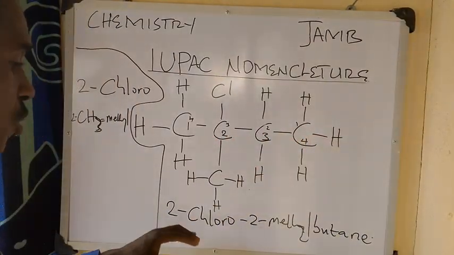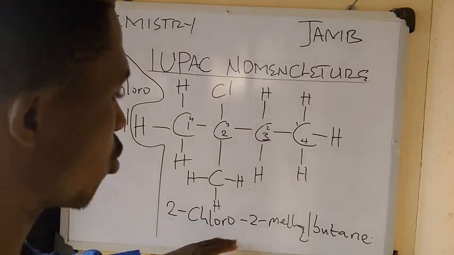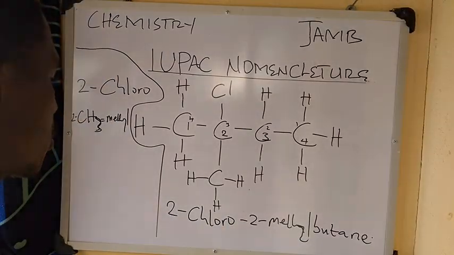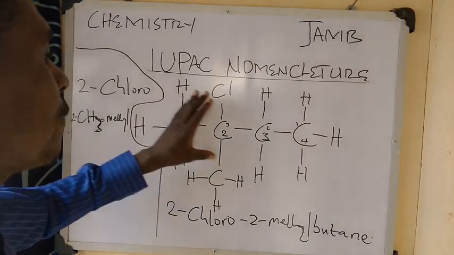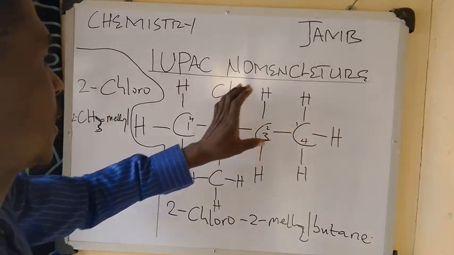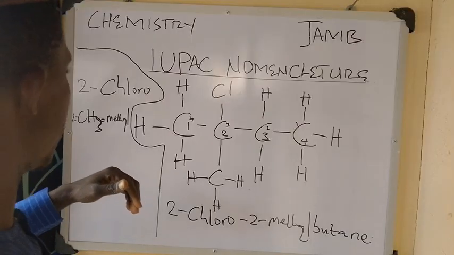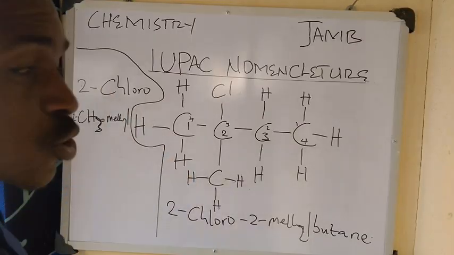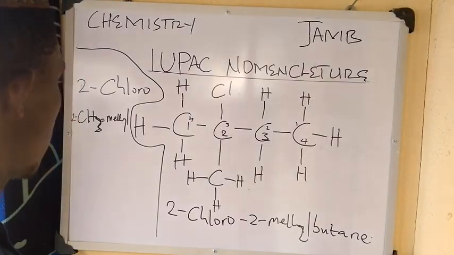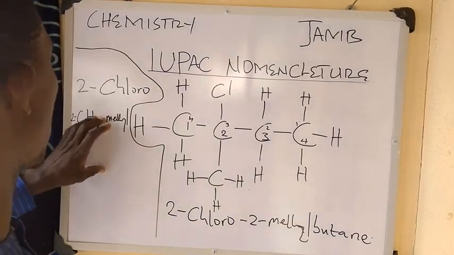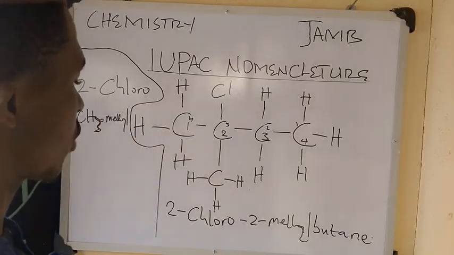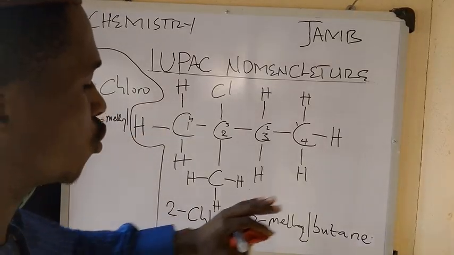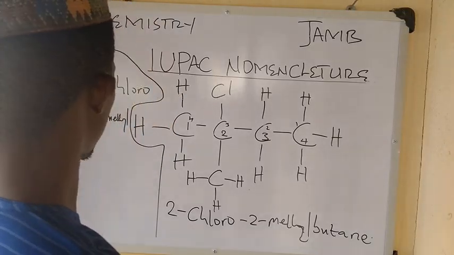Okay, what you need to know here: why do we start from chloro, not methyl? If you have two or more different substituents in a structure, you will name the structure in alphabetical order. So looking at this, chloro comes before methyl. So that's why we are saying 2-chloro-2-methyl, instead of 2-methyl-2-chloro.